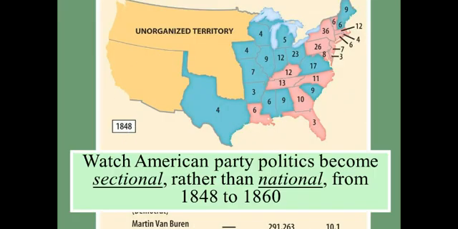So here, this interesting election. I want you to watch these graphs, and I can't take credit for these slides because I borrowed them from a colleague, but they are wonderful, so I thought I'd share them with you. Watch American party politics become sectional rather than national from 1848 to 1860. I want you to look at this graph and see the blue versus the pink, okay, and then also the orange peachy color. All right, watch that.